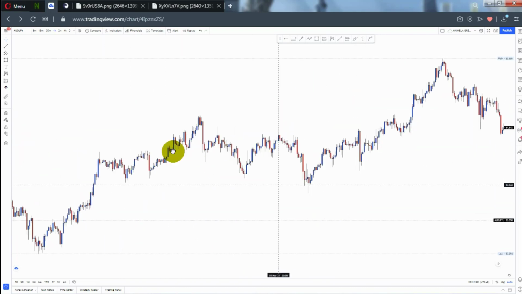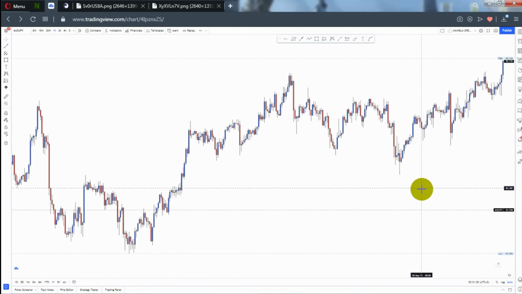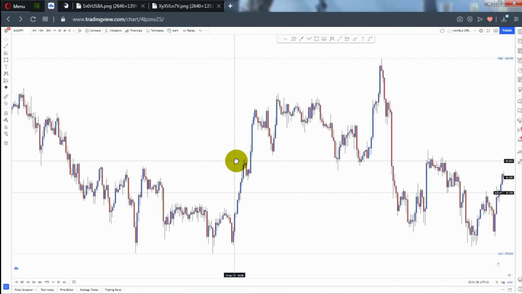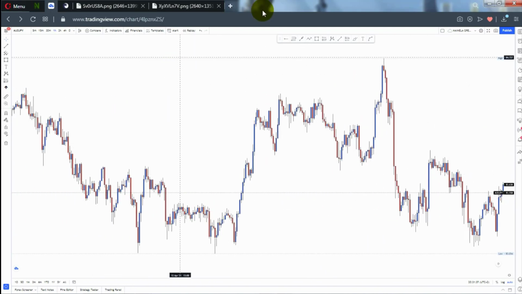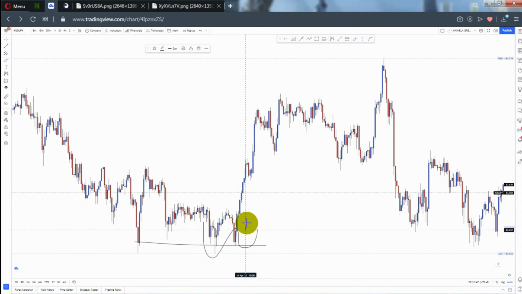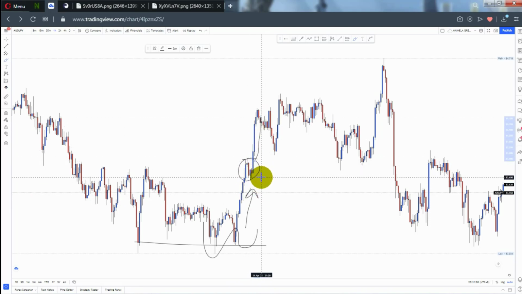Okay, let's try to find these patterns. Okay, let's start with this one here. So if you look here, you can see that we had a beautiful W on the low, then you had this drop, sorry, the rise, then you had this consolidation point here, which is our base. Then after that, you hit another push up, right?